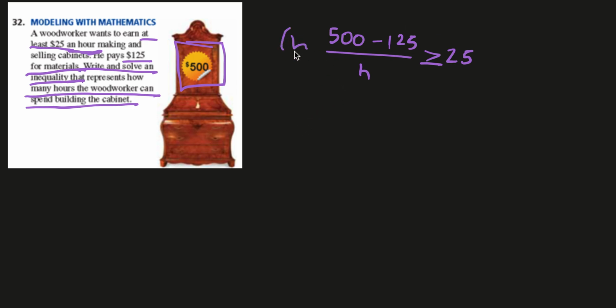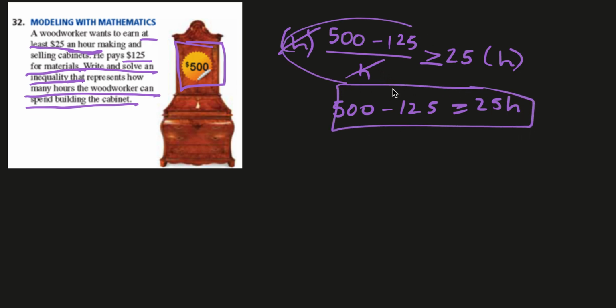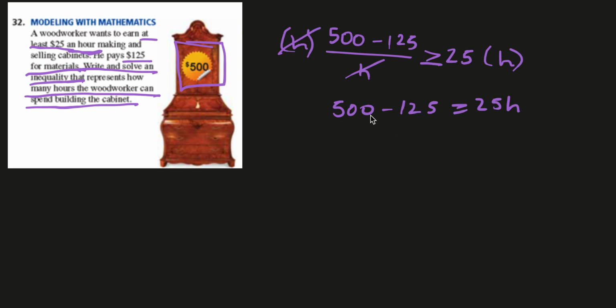Let's multiply by h to both sides of this inequality. Here the h's will cancel, and then this is going to be 500 minus 125 is greater than or equal to 25h. Some people can actually just write it like this originally, but I think I like the first version a little better. Now we can combine like terms. We could have done that up here as well, but this is going to be 375, right? 375 greater than or equal to 25h. Just divide by 25.